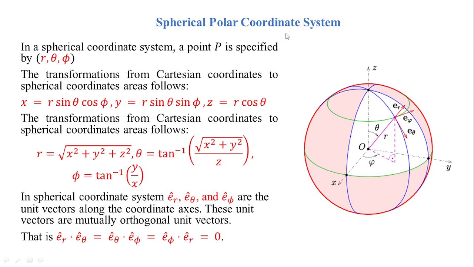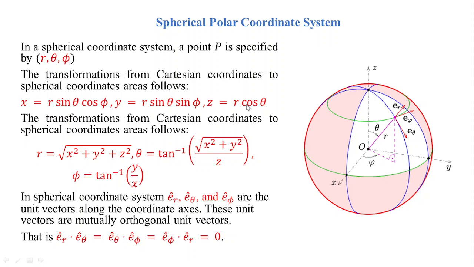Spherical polar coordinate system. In a spherical system, any point P can be represented as r, theta and phi. Here theta and phi measure the angles. The relations between the Cartesian coordinates x, y, z and spherical coordinates r, theta, phi are x is equal to r sin theta cos phi, y is equal to r sin theta sin phi and z is equal to r cos theta.